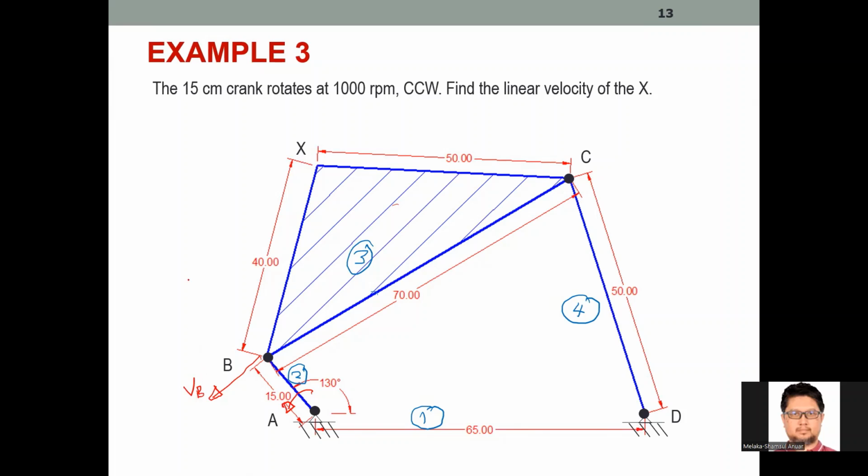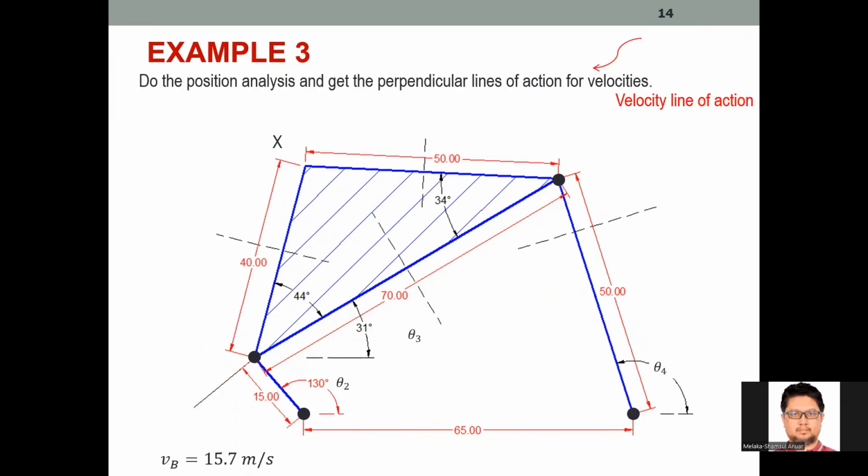All right, VB. And we can calculate that to get 15.7. And how do we do that? How do we calculate that? So VB equals 15 divided by 100. That is our 15 cm over 100 to convert it into meter.